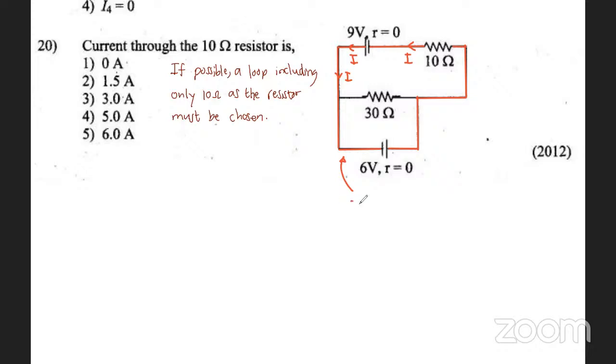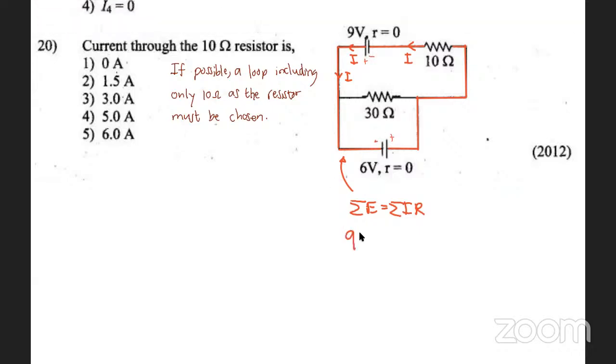So for that loop, if you put sigma E equals sigma IR, now you have to be a little careful. Check the batteries. There are 2 batteries involved in that loop. How are they connected? Plus of this, minus of this, and minus of this, plus. So plus is connected to minus. That means they must be added, right? Sigma E. So it's going to be what?